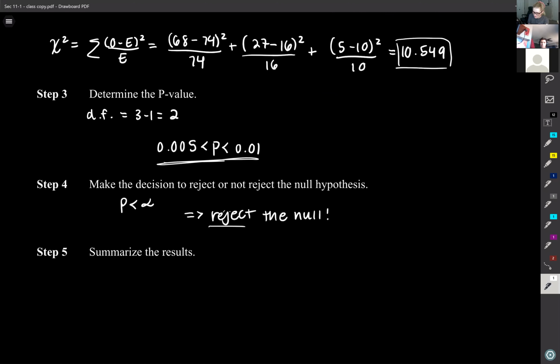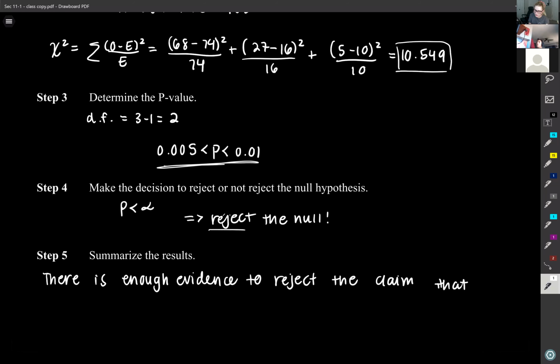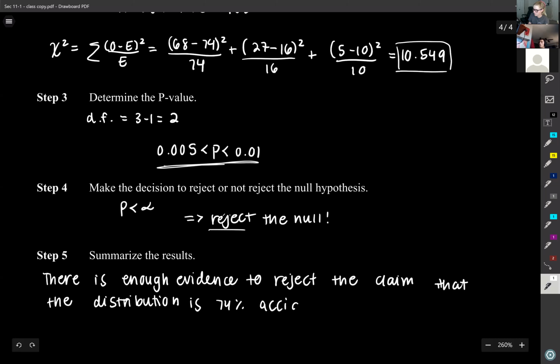And lastly, we just need to summarize the results. So we say there is enough evidence to reject the claim that, and remember our claim was that the distribution was 74% accidental, 16% homicides, 10% suicides. So we have enough evidence to reject the claim that the distribution is 74% accidental, 16% homicides, and 10% suicides.